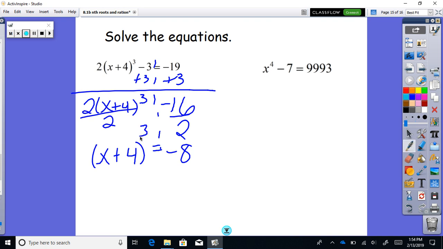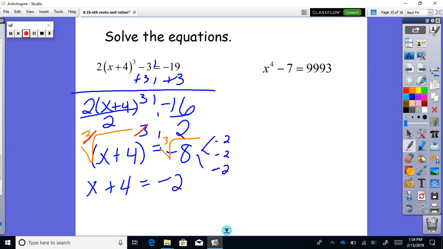All right, now that I have what's being cubed by itself, here's where I can then take the cube root. So the cube root of both sides. The cube root of the left cancels out that cube. So I'm going to get x plus 4 equals, the cube root of -8 will be -2, since -2 times -2 times -2 is -8. And I have one more step to finish solving. Since it's plus 4, I'll have to subtract 4 on both sides, and I get x equals -6.